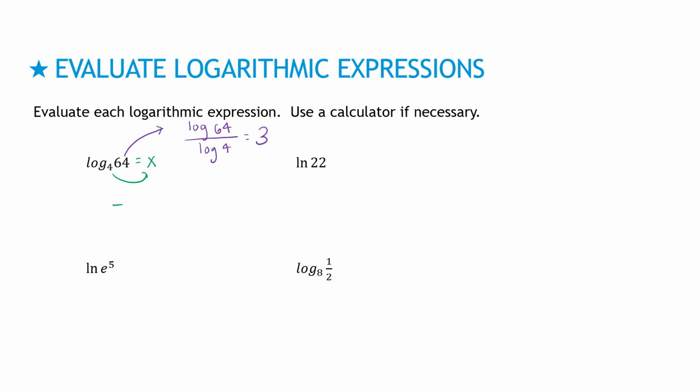Rewrite this as 4 to what power equals 64. And then you can reason this through. 4 times 4 is 16. 16 times 4 is 64. That was 3 times that I had to multiply by 4.